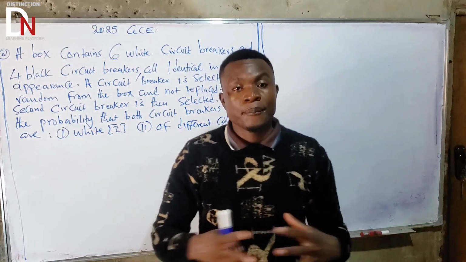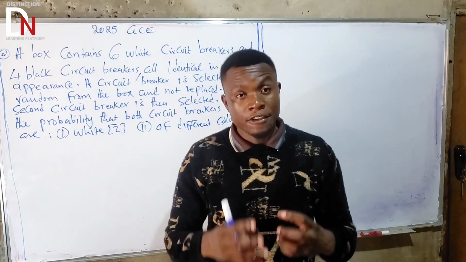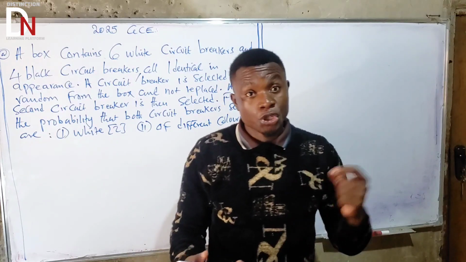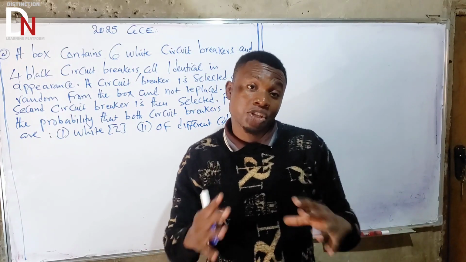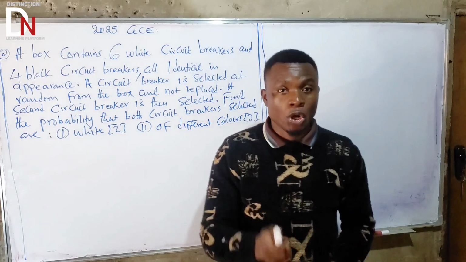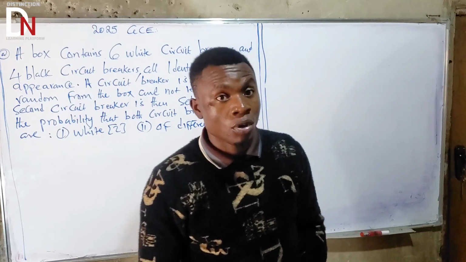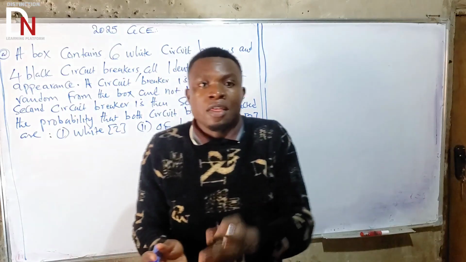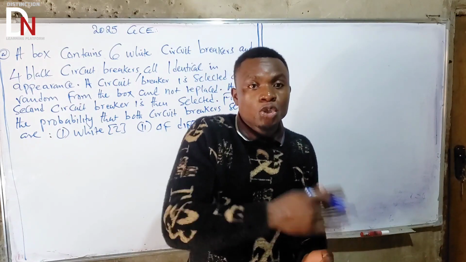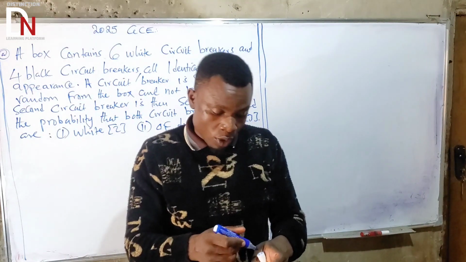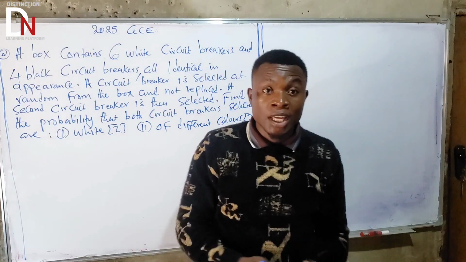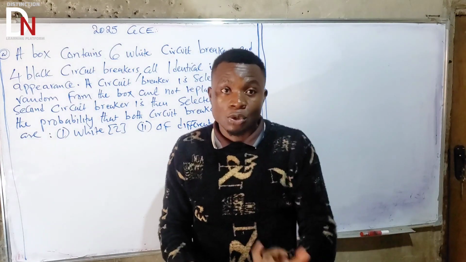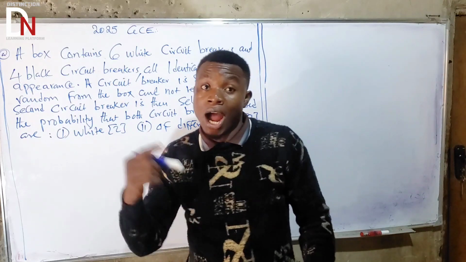So probability, by definition, is the likelihood of an event to occur or not to occur. So what does it mean when we say the likelihood of an event to occur or not to occur? Generally speaking, it means you are not so sure if something is going to happen or not to happen.